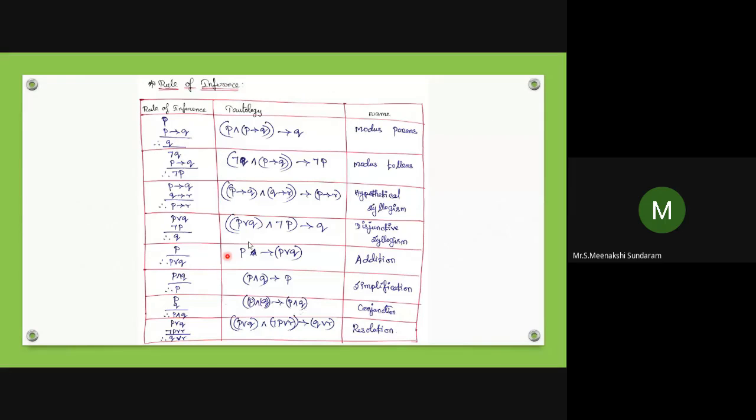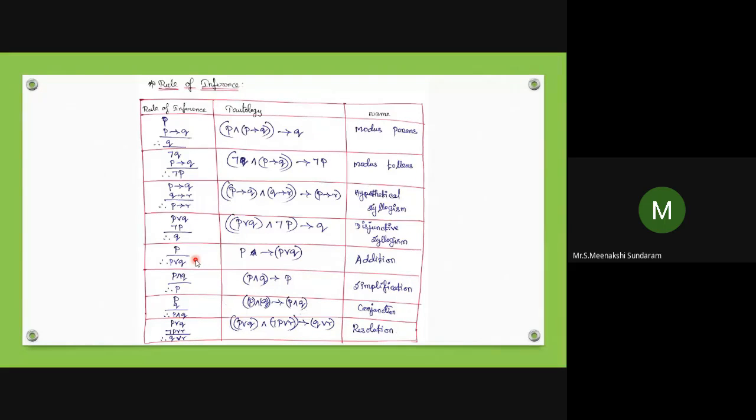Next, addition law. P, we can insert Q also. P or, I can add Q. So instead of P, I can write P disjunction Q. That is because of addition. Addition means tautology. P tends to P disjunction Q, we can take a truth table, and the last column will come completely as tautology. So instead of P, I can write P disjunction Q. This is addition. An extra term I can add, that is disjunction Q. Another one, simplification.